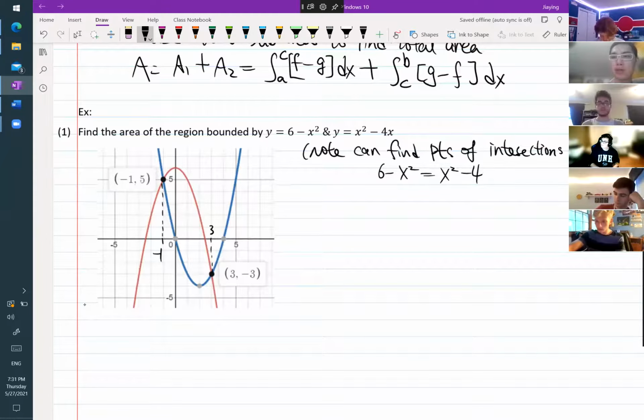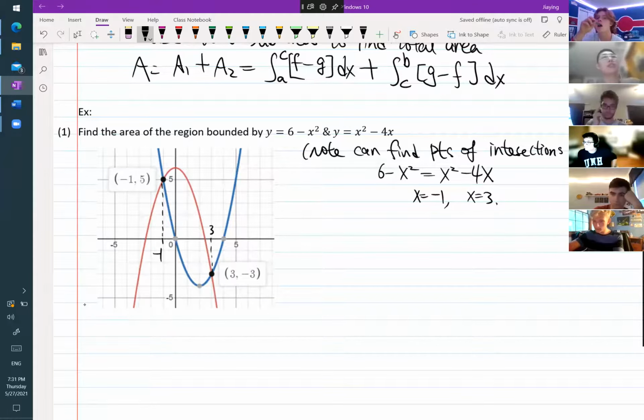So if you set the two functions equal and solve for x, you should end up with x equals -1 and x equals 3. Those are the points of intersection. But I'm just being a little bit lazy here. So when you work on homework like this, feel free to use desmos.com to do the graphing. But obviously don't use other stuff to solve the integration for you.